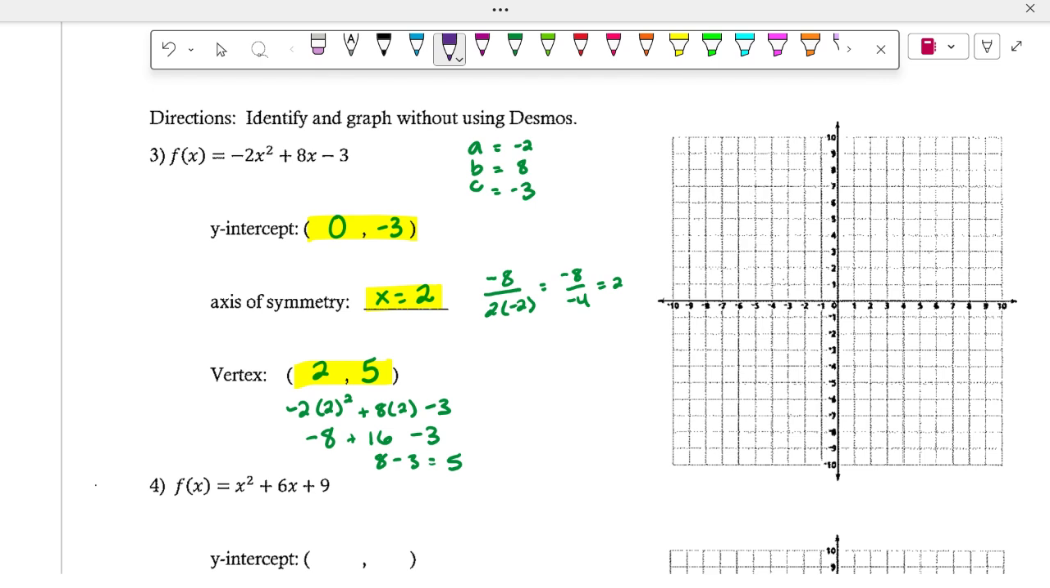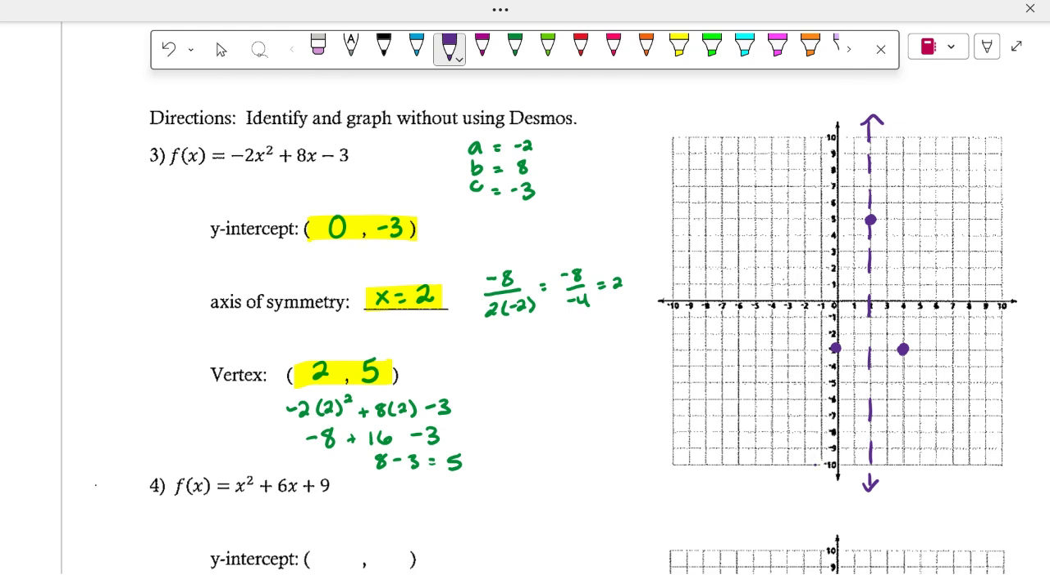So like I said, as long as you have a vertex and one other point, you can pretty much graph the parabola. So the vertex is at 2, 5, so it's right here. We have the other point, which is the y-intercept, so 0, negative 3. Now, we then want to find the y-intercept's partner. So remember, the axis of symmetry is actually a line of reflection. So if you count the distance away from the line of reflection that the y-intercept is, and do the same distance on the other side, that's its symmetrical partner.